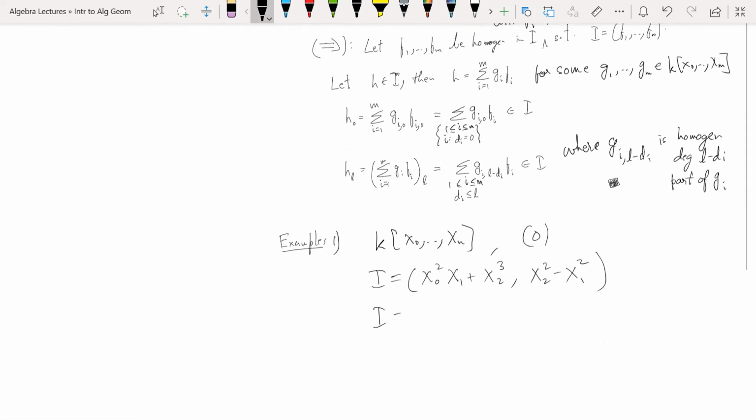Another homogeneous ideal is (x_0, ..., x_n). This is also a homogeneous ideal. It is a maximal ideal of K[x_0, ..., x_n], and it is homogeneous. In fact, the only maximal ideal of K[x_0, ..., x_n] which is homogeneous is this ideal. All the other maximal ideals of this ring are not homogeneous ideals.